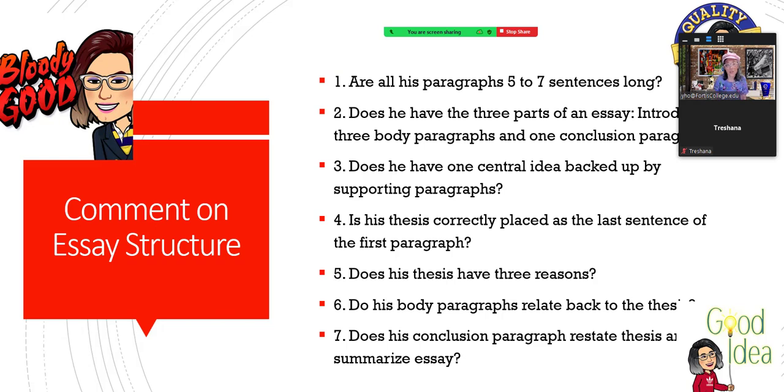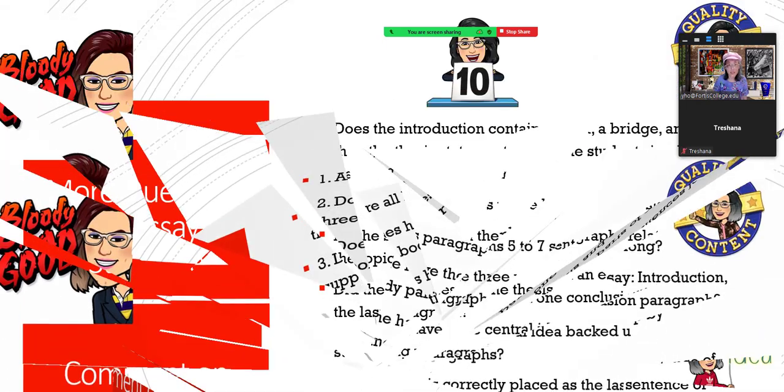on essay structure. Are all his paragraphs 5 to 7 sentences long? Does he have the 3 parts of an essay: introduction, 3 body paragraphs, and 1 conclusion? Does he have 1 central idea backed up by supporting paragraphs? Is his thesis correctly placed as the last sentence of the first paragraph? Does his thesis have 3 reasons? Do his body paragraphs relate back to the thesis? Does his conclusion restate the thesis and summarize the essay?